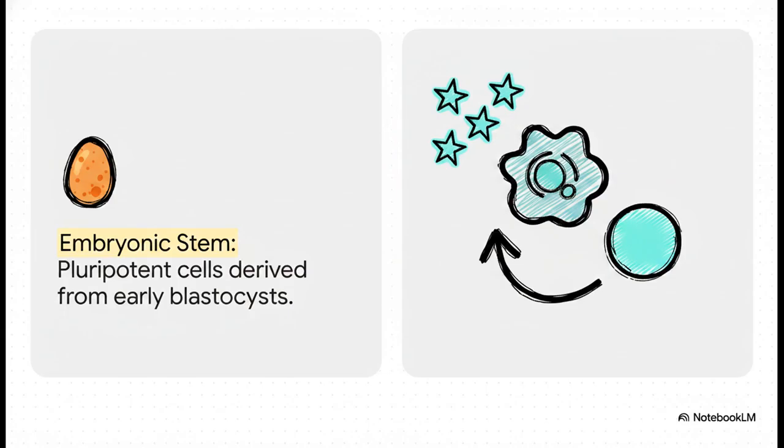The absolute game changer was Shinya Yamanaka's Nobel Prize-winning discovery of induced pluripotent stem cells, or iPS cells. By using retroviral vectors to drop just 4 master regulatory transcription factors into an adult skin cell, scientists can wipe the epigenetic slate clean. It's basically cellular time travel, returning a differentiated cell back to a pluripotent embryonic-like state.